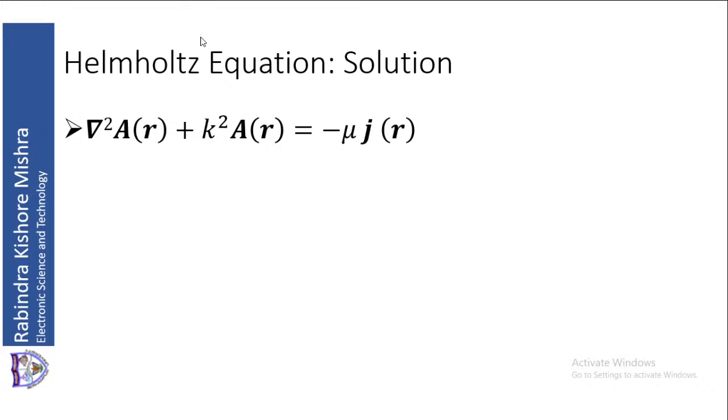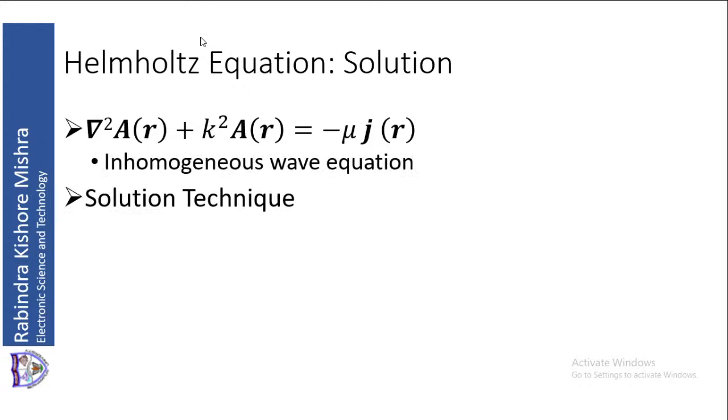Now on the solution to the Helmholtz equation in the time harmonic form, let us find out. The equation is del square A plus k square A is equal to minus mu J. This is an inhomogeneous wave equation because the right hand side is non-zero, and the left hand side is a differential equation operating on A.